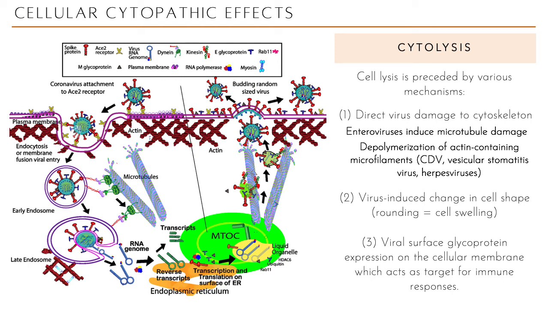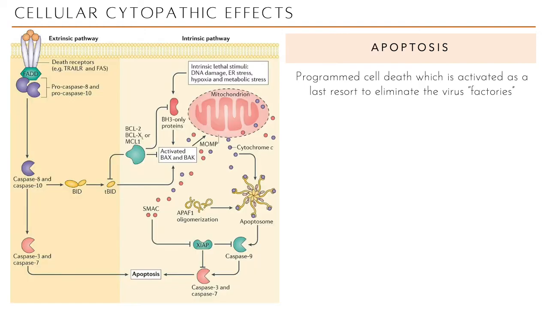And the funny thing is, viral surface glycoproteins that are expressed on the surface can actually act as targets for immune responses. As you may know, when immune cells find out that a cell is infected with viruses, they can find a way to cause death to that cell, namely apoptosis. This is the programmed cell death, which is activated as a last resort to eliminate the virus factories. Two pathways, I know you remember these clearly.